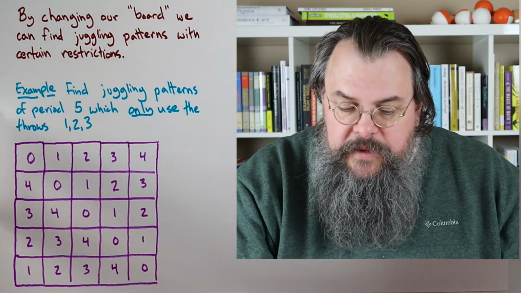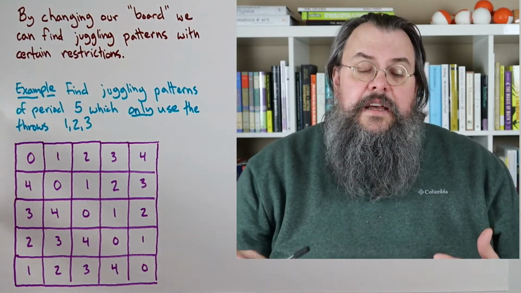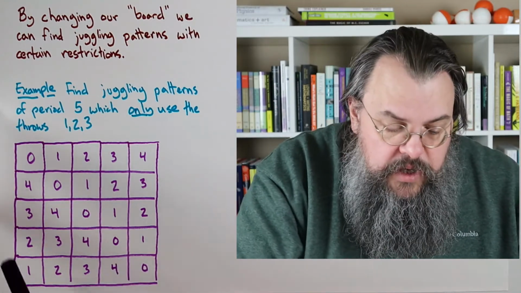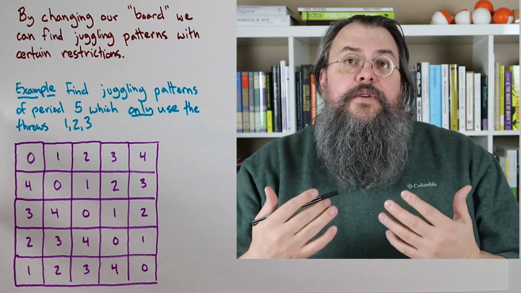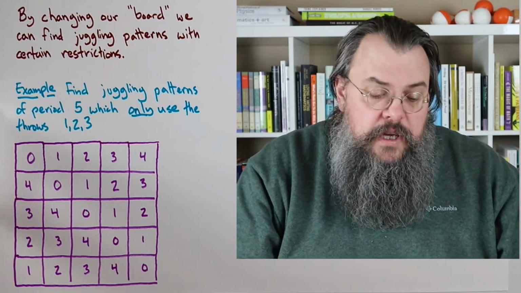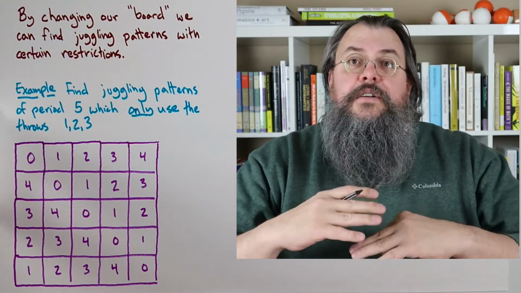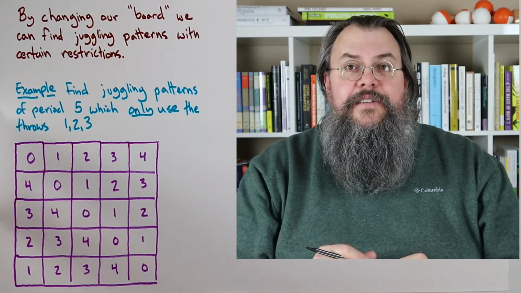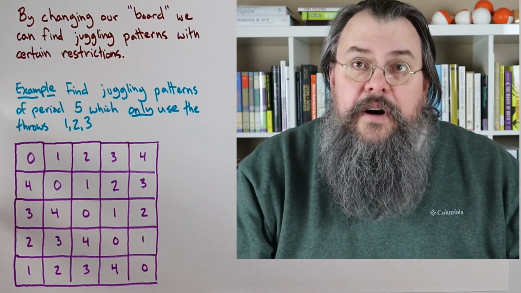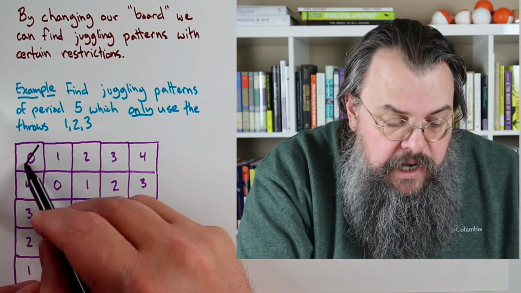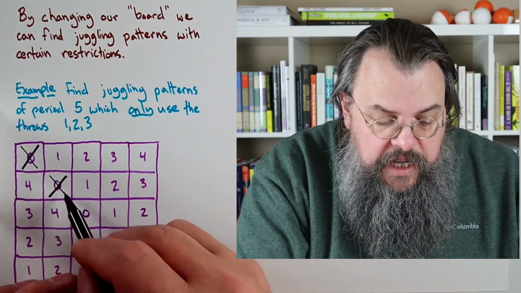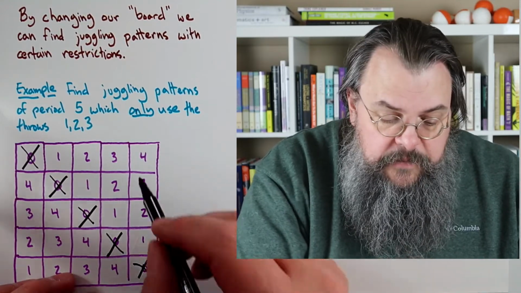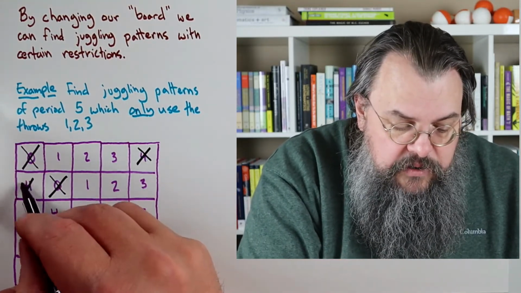Well, let's think about it in terms of our rook placement. We have our board, and we only want throws of the form 1, 2, or 3, and that's good. There's nothing above 5. So it's really saying it's a subset of the minimal juggling patterns. So how do we go about identifying them? Well, we knock options out. We can't have any 0 throws, so we knock those out. And we can't have any 4 throws, so we knock those out as well.